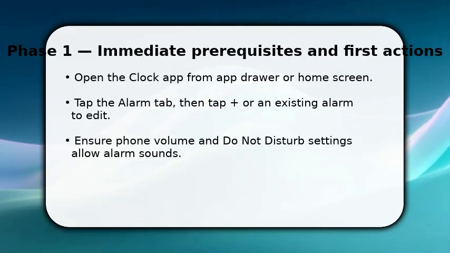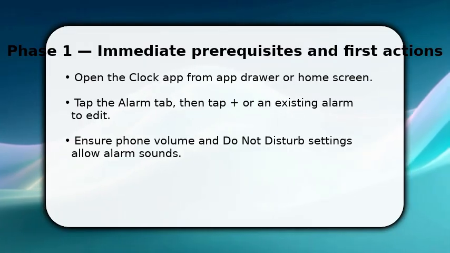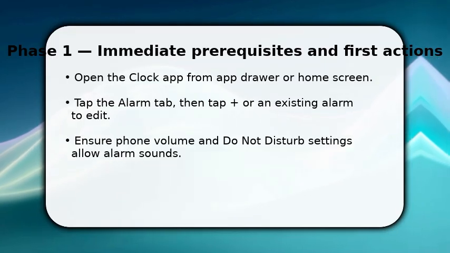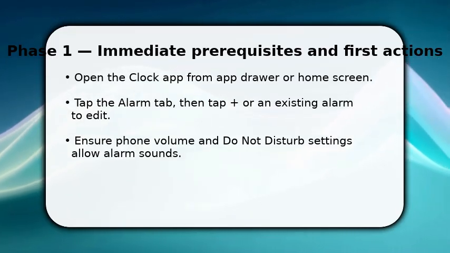You start by opening the Clock app and selecting the Alarm tab. That gets you into the Alarm Editor. Tap the plus icon to create new or pick an existing alarm to change its sound.